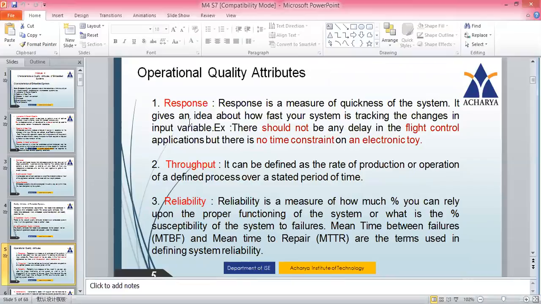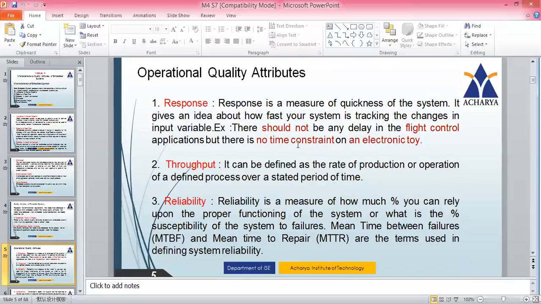Response. The first thing is response. Response is a measure of quickness of the system, how quickly one will respond. It gives an idea about how fast your system is tracking the changes in the input variable. So if you change the input, it should immediately give a response. For example, there should not be any delay in the flight control application. This is a very crucial system, so the embedded systems used in that have to respond immediately.